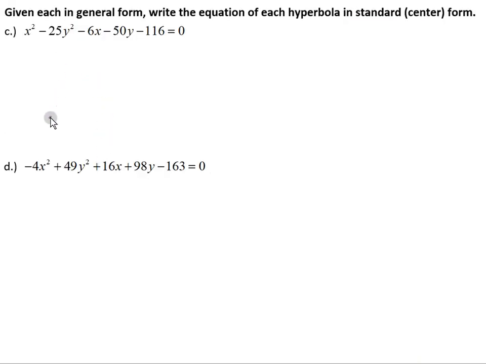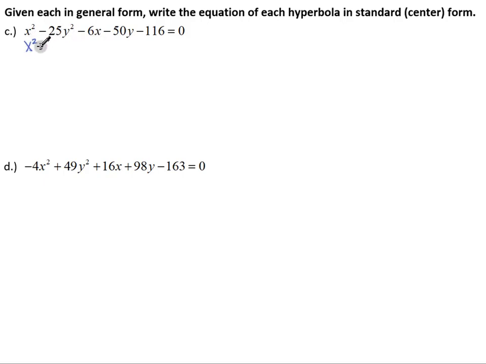Here we are again. We need to complete the square to change these from general form to standard or center form. In this case, we can look at this, and if one of our squared variables is positive and the other is negative, we can tell this is a hyperbola right away. And because x squared is positive, it's going to come first. And I already know this is also a horizontal hyperbola.